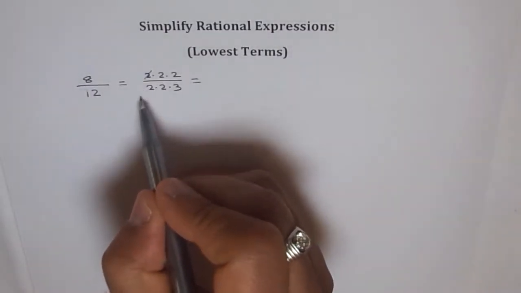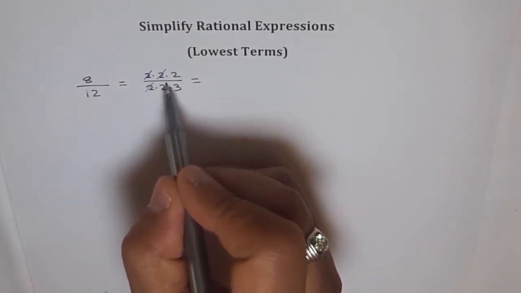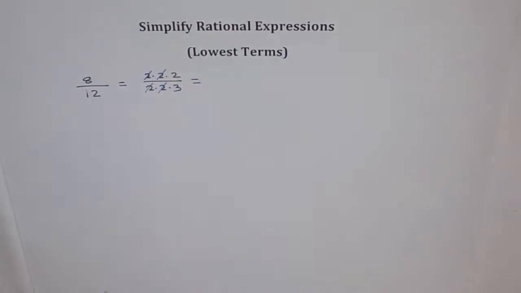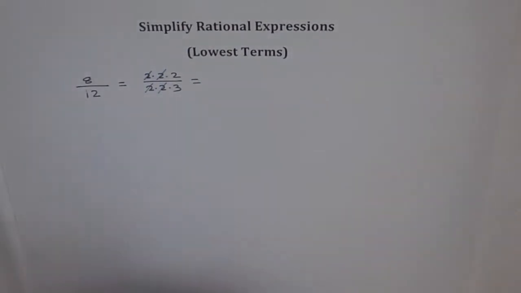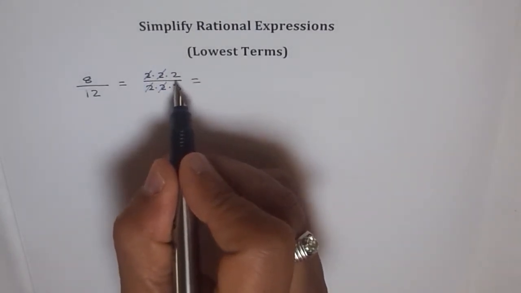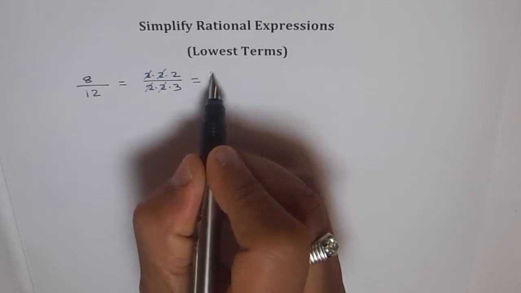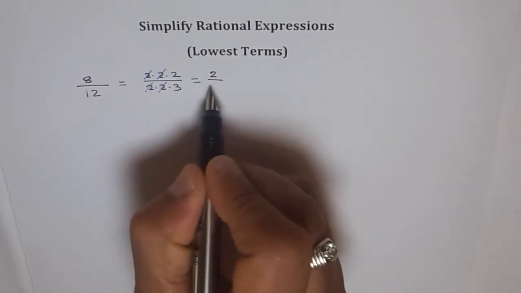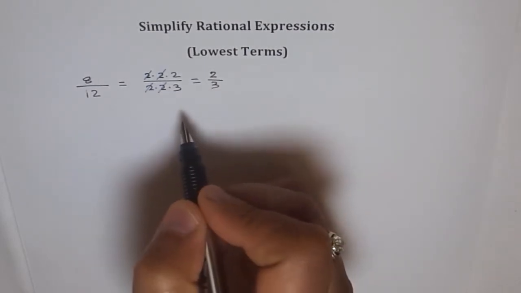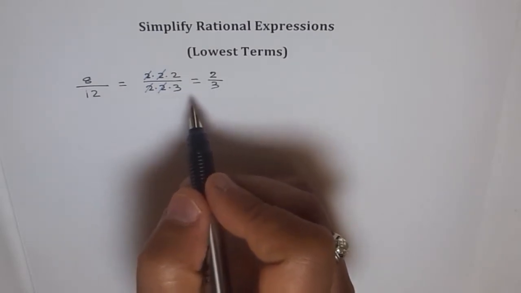For example, say this is common. Okay, let me cancel this out. This is common. 2 divided by 2 basically is 1, right? So we just cancel them out. Cancelling is saying 2 divided by 2 is 1. So 1 times anything is the number itself. So we get 1 times 2, which is 2. And then we are left with 3 here. So this is how we write our fractions in the lowest terms, correct?